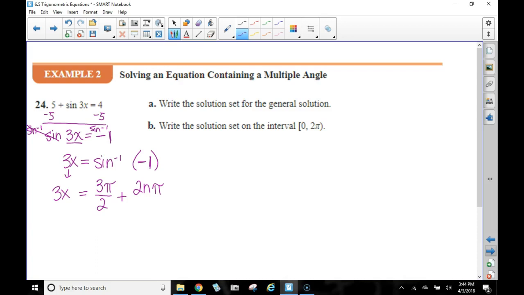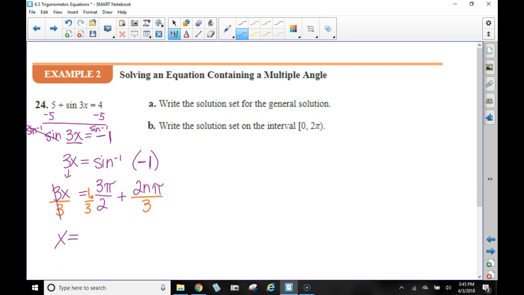Next, if you have a multiple angle, you're going to just solve for x. So we're going to divide everything through by 3 to solve for x. Dividing by 3 is the same thing as multiplying by a third, and I think I'll just divide that one by 3. So here's what our solutions for x will look like.